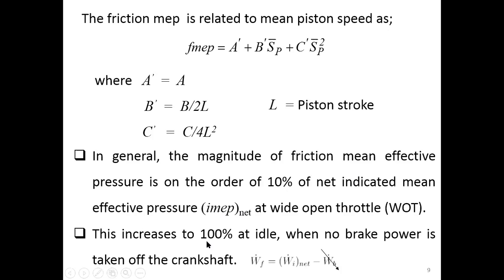And this friction amount will keep on increasing if the engine load starts to reduce, until at the idling conditions, the friction becomes 100%. Why? Because at idling conditions, there is no output coming out from the engine, or there is no brake power taken off from the crankshaft. So the engine runs without loading. So friction becomes 100%, because there is no brake power.